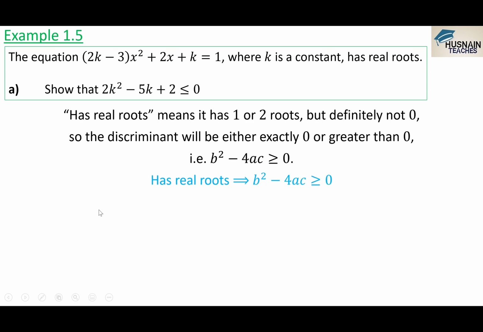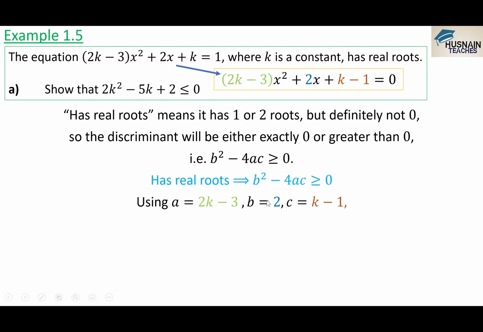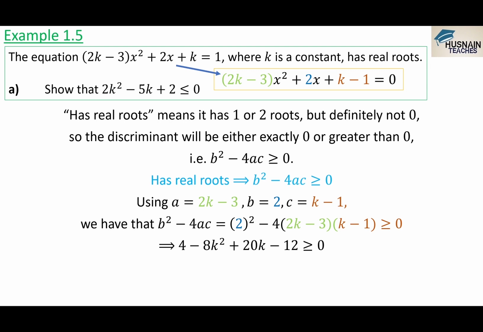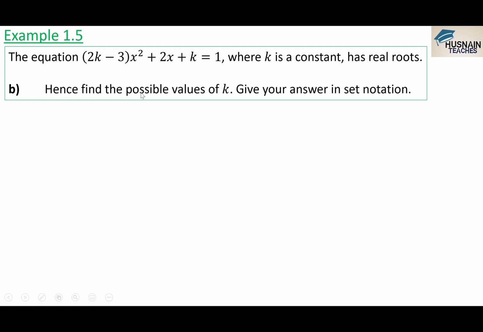Now realize that at this point, I want to ensure that my equation is in the form ax squared plus bx plus c equals 0. So let's quickly do that. So the a is the 2k minus 3, the b is the 2, and the c is just the k minus 1 here. Let's substitute these values in. Let's expand and simplify. Take everything to one side. Let's divide through by 4, and we get exactly the inequality that was asked of us. And we're done. The second part of this question asks us to find the possible values of k, giving our answer in set notation.